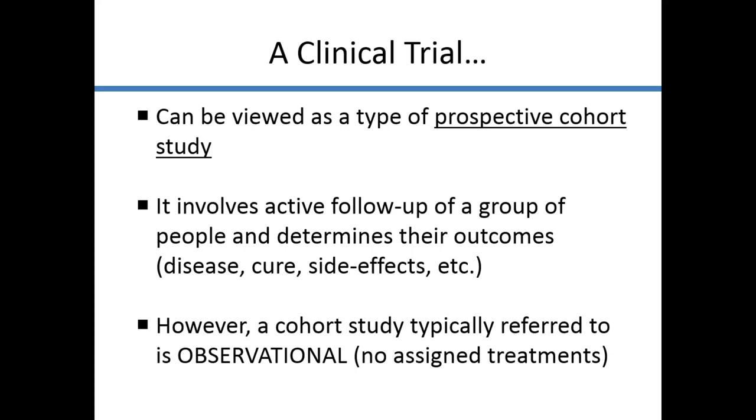A clinical trial can be viewed as a type of prospective cohort study, which we'll talk about next. It involves active follow-up of a group of people and determines their outcomes. Again, exposure, follow them up to see what happens. That forward directionality is very important. It makes it a cohort study. It's intuitive. We start with an exposure and we go forward in time and see what happens. So we record the exposure before we record the outcome and we look to see what happens. That is a cohort design.